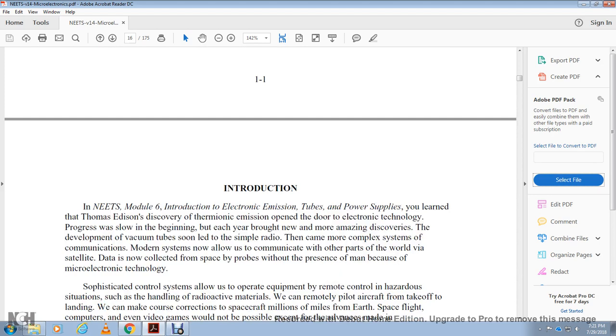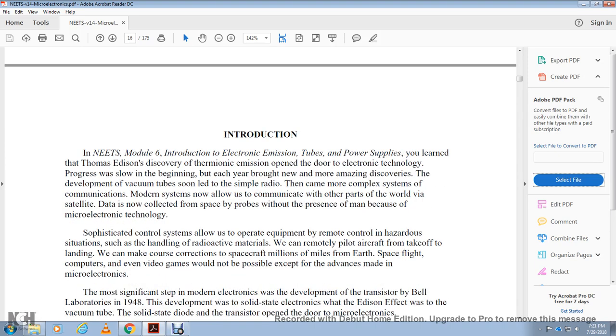Introduction: in NEETS Module 6, Introduction to Electronic Emission, Tubes, and Power Supplies, you learned how the discovery of thermionic emission opened the electronic technology. Electronic technology progressed with each new discovery. The development of the vacuum tube soon led to the simple radio, which became more complex over time. Modern communication systems now allow us to communicate with other parts of the world via satellite, and data is collected from space probes. Microelectronic technology and sophisticated control systems allow the operator of the equipment to remotely control hazardous situations, such as handling radioactive material, remotely piloting aircraft in takeoff and landing, and the interaction of spacecraft with the Earth in space flight, along with computers and video games that one would not possibly expect with billions of microelectronics.